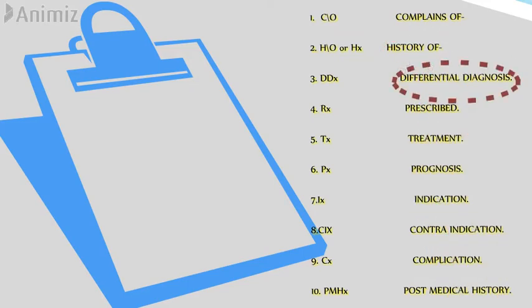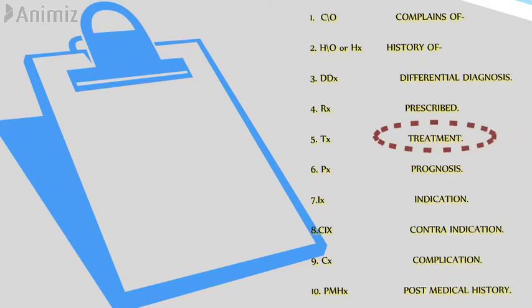And the next is differential diagnosis. It means the patient's symptoms or condition appear to be the same as some other diseases apart from the main suspected disease. And the next is prescribed. Here the medication or the instruction is supposed to be followed by the patient, and it is written by the doctor on a patient's personal prescription note.